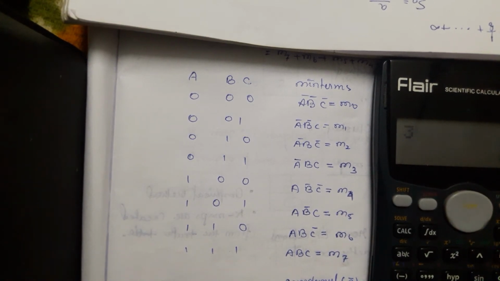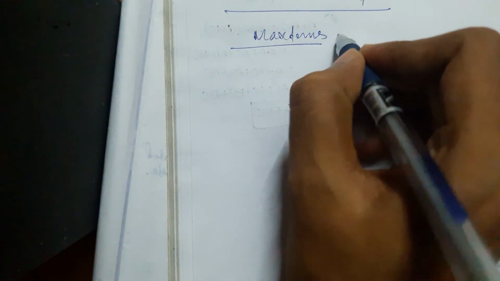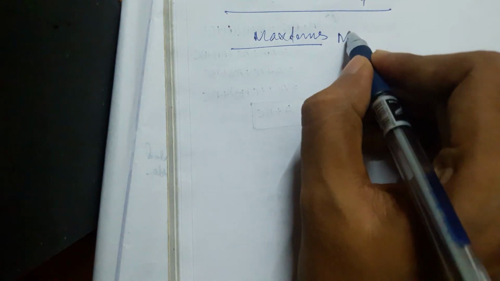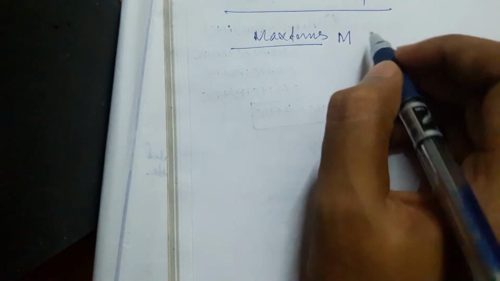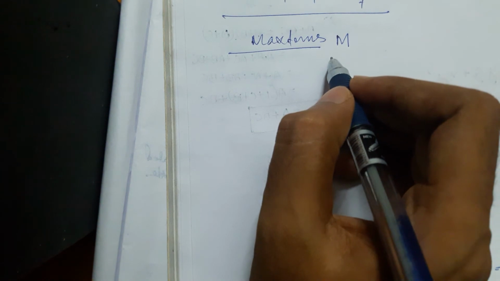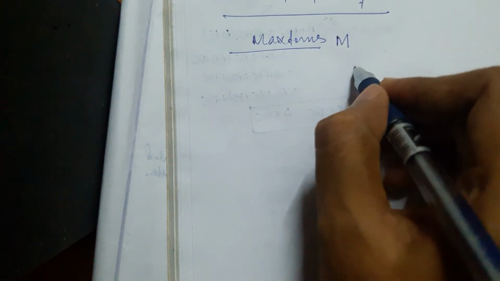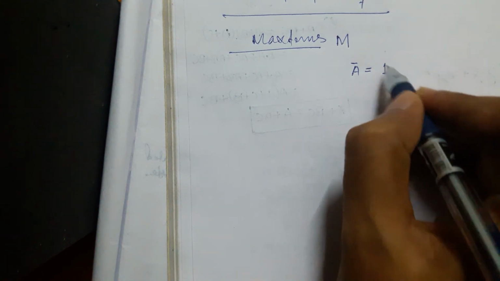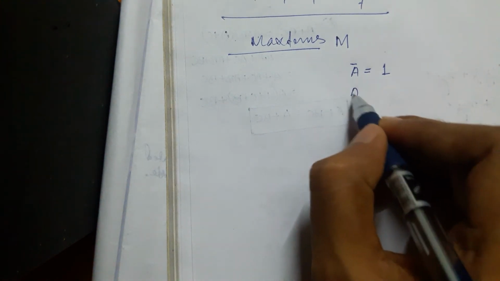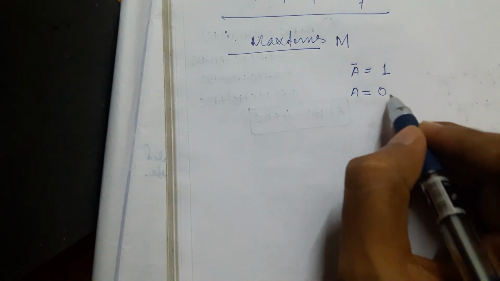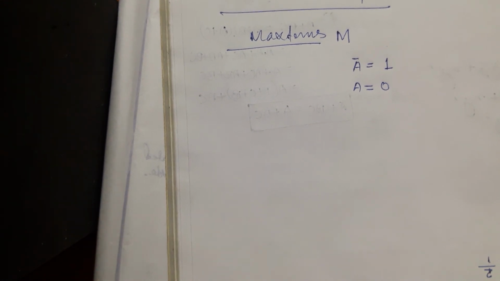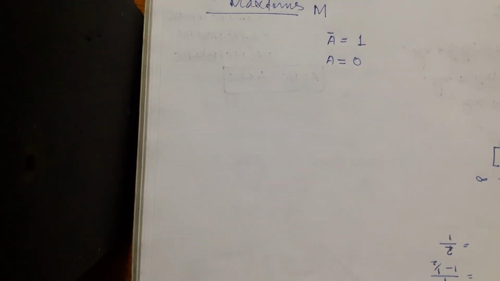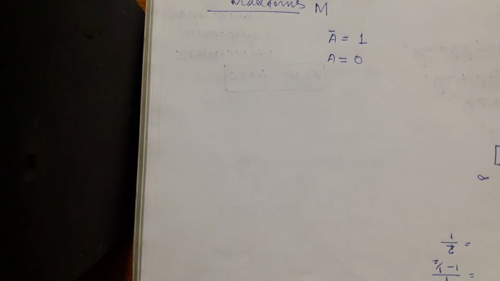What about max terms? Max terms are denoted by capital M. Here the complement, a bar, is written as 1, and the variable a is written as 0. That's the representation of a max term. We will discuss more about max terms in another video.